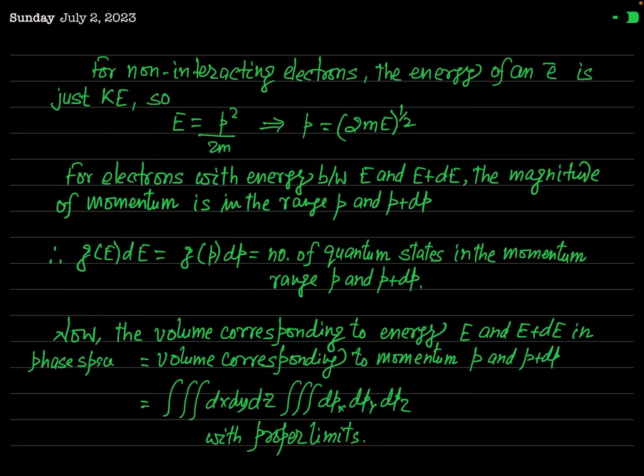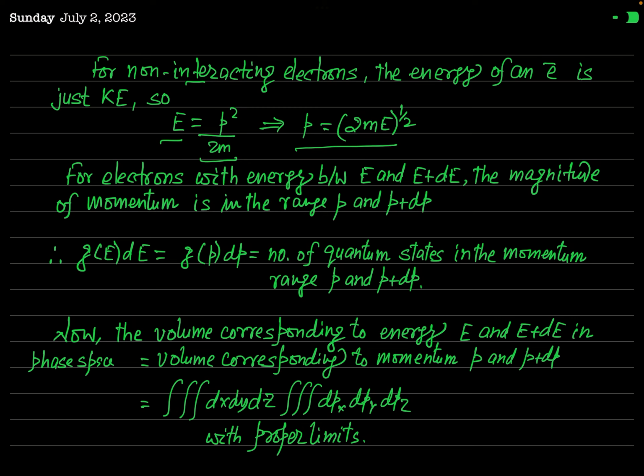So in case of a free particle, when you talk about the total energy, that means kinetic energy. As in Sommerfeld's theory, electrons are treated as non-interacting, so you can say that the energy of the electron is simply its kinetic energy, and so you can write that E is equal to p square over 2m, where p is the linear momentum of our electron. And so you can say that this p is equal to the square root of 2mE.